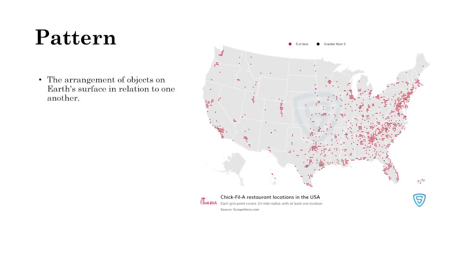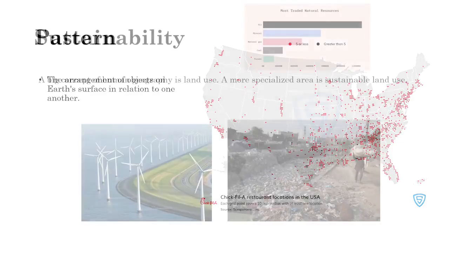What about patterns? What are patterns? You know what patterns are. It's the arrangement of something, in this case, objects on the Earth's surface in relation to one another. So the pattern for where Chick-fil-A restaurants are located is that they're located on the eastern region of the United States, and the west, not so much.